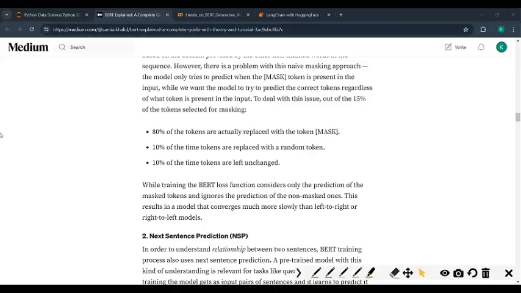So I hope the overall idea about the BERT is clear: what the transformer was, how it came down to the BERT, and what the main tools inside of that are.